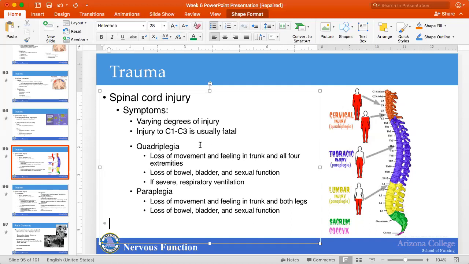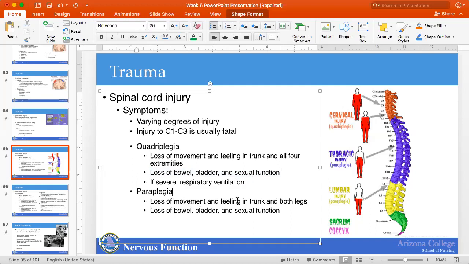Okay, so looking at more here, quadriplegia is loss of movement and feeling in the trunk and all four extremities. And like I said, it's not a complete loss all the time. It's not always that they have no movement. They could have some movement, but it would be impacted in the arms and legs. Loss of bowel, bladder, and sexual function. If severe, respiratory ventilation would need to occur.